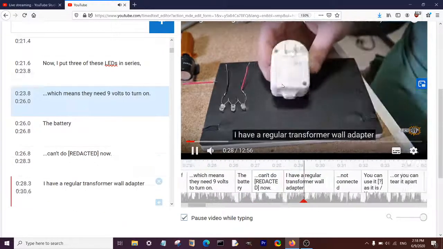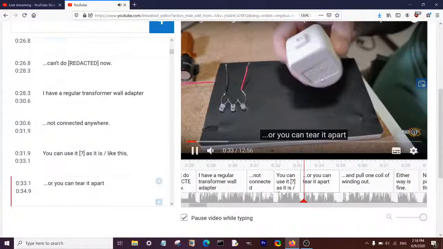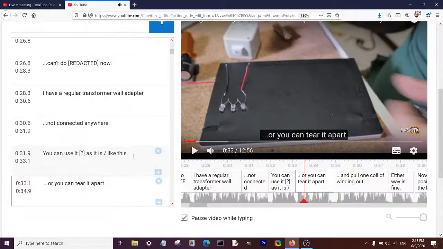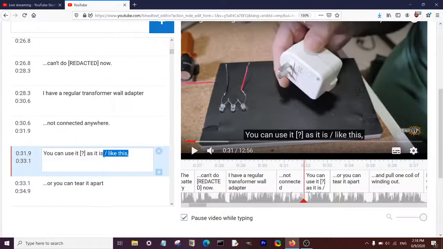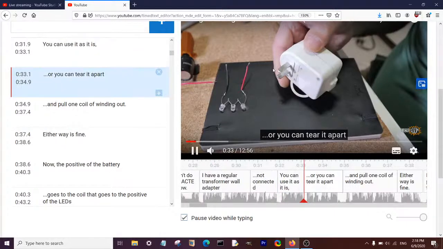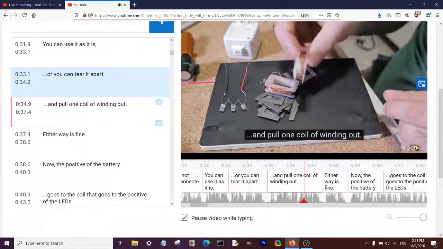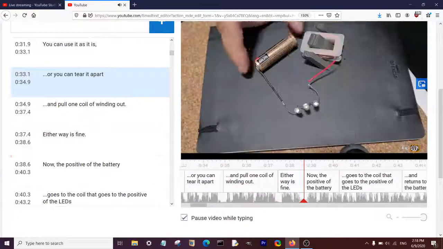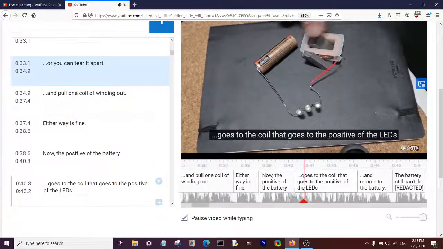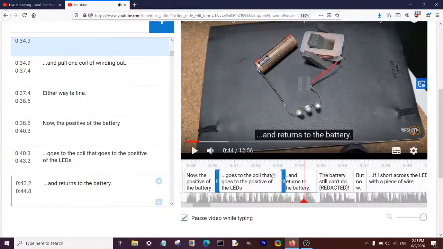I have a regular transformer wall adapter not connected anywhere. You can use it as is, or you can tear it apart and pull one coil of winding out. Either way is fine. Now the positive of the battery goes to the coil that goes to the positive of the LEDs and returns to the battery.